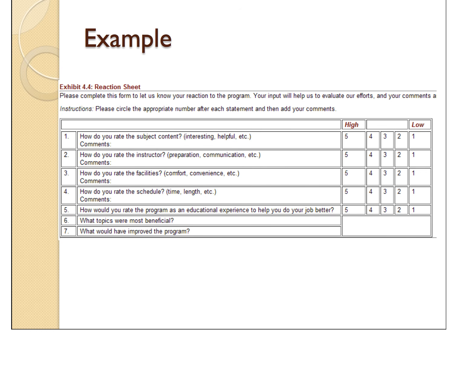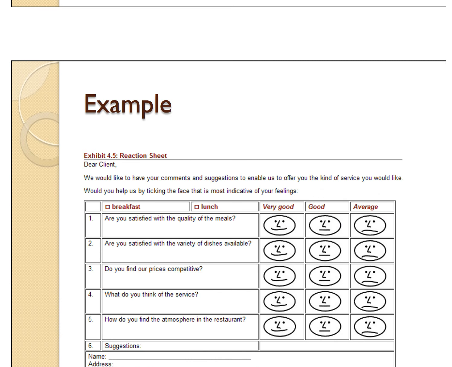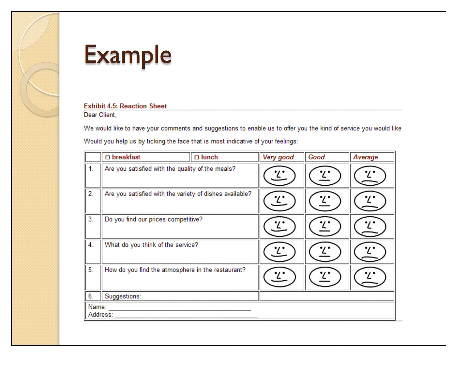Here's another one where you might circle the answer. Again, just trying to show you a variety of ways of constructing your reaction survey. And then here, of course, is the quintessential smiley face. The smiley face is very good. The straight line mouth is good, and the sad face is average. Notice that is very good, good, and average. There isn't a negative one there.